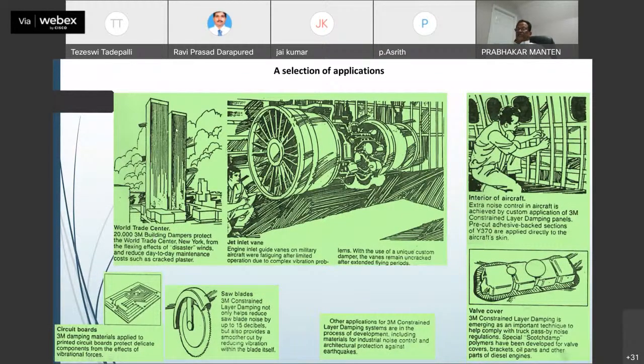The World Trade Center: 20,000 3M building dampers protect the World Trade Center, New York, from the flexing effects of disaster winds and reduce day-to-day maintenance. When the structure flexes back and forth in the wind, although the maximum deflection is at the top, the real strain energy content is focused in these regions on the columns and these layers. So the damping layers are applicable where the maximum strain energy content is.